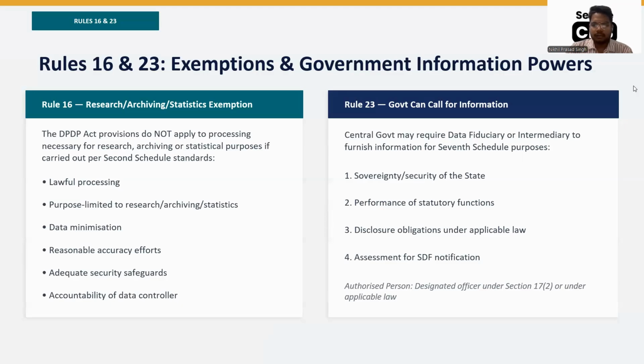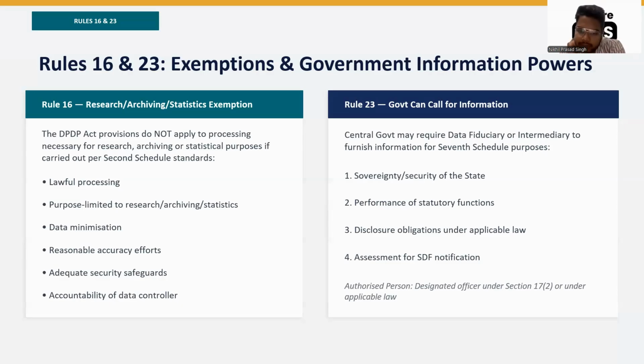So again, this is the most important thing being debated right now. When my faculty was teaching me, and when I talked with other lawyers and colleagues, the point was that the government has made every rule, every law, every compliance for the market, and has exempted itself from everything. Sovereignty and security, performance of statutory function, disclosure obligation under applicable law: this is a standard under which, if the government is taking any information, they have to answer to nobody. They don't have to answer to the Supreme Court of India, the citizens of India, or the Constitution of India.